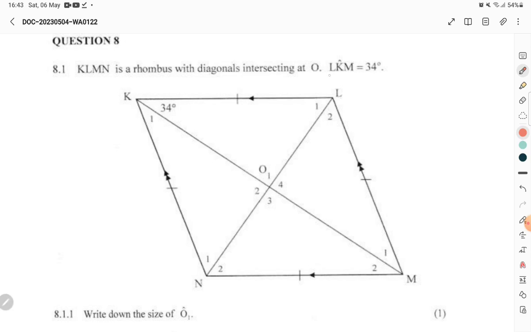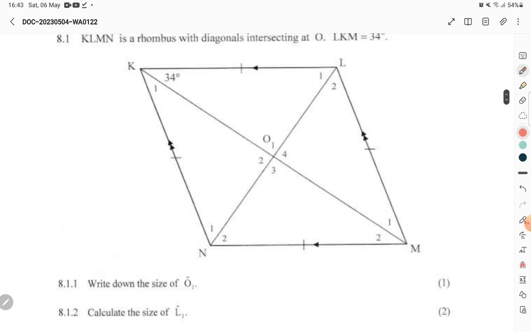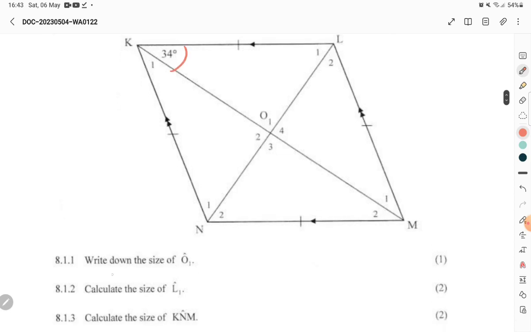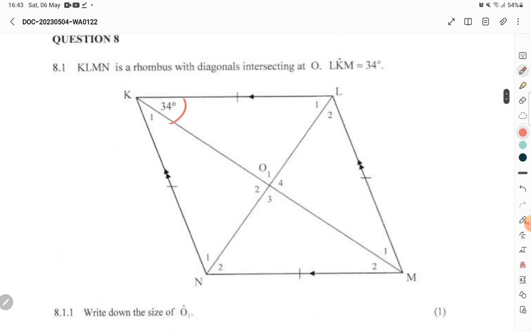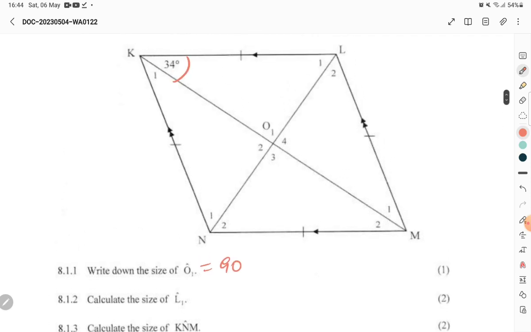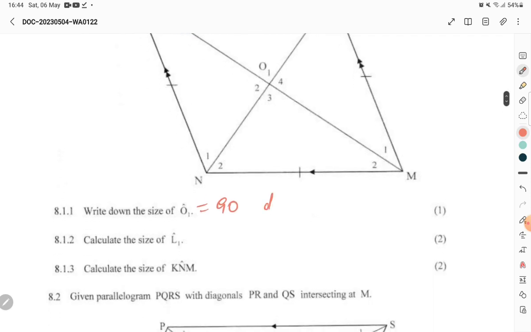Now, it is given that angle KLM is 34 degrees. So this is our 34 degrees over there. The question says now, write down the size of O1. So the size of O1 is basically equal to 90 degrees. So it is very wise that you write the reason: diagonals of a rhombus.